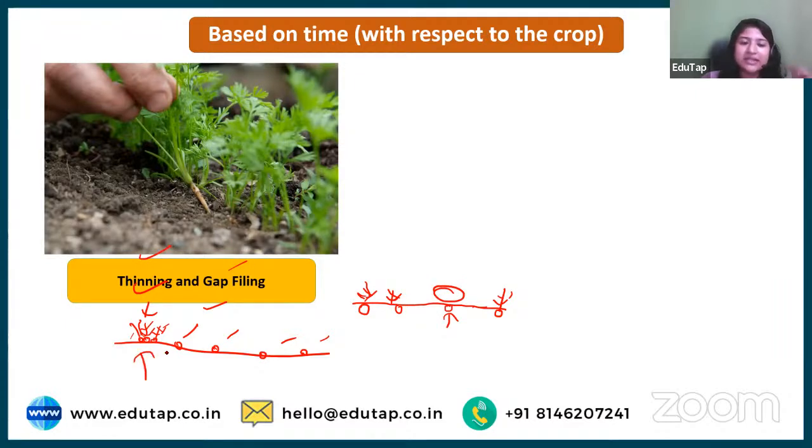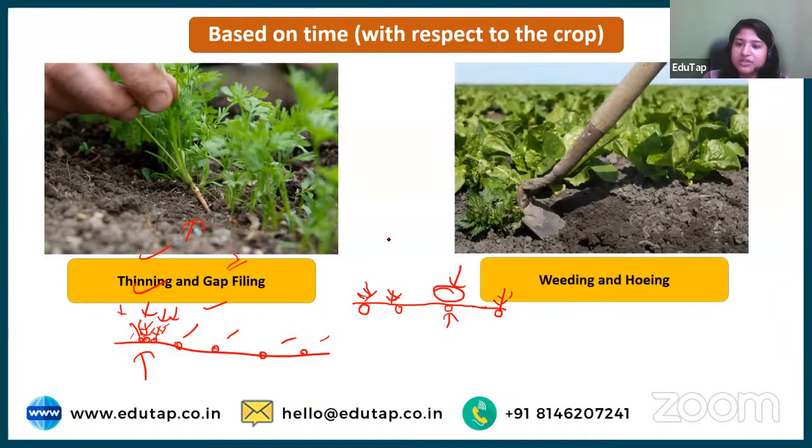Thinning means in such a condition where 2 to 3 plants are growing at the same portion, 2 are extracted and 1 is kept there. This is known as thinning. As you can see here, removal of the plant, thinning is being done. And what is gap filling? Where there is a gap, we have to fill that. That is gap filling. So this is one of the intercultural operations.